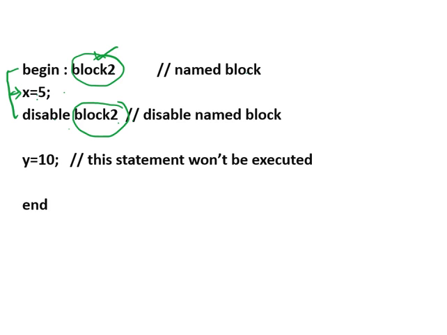This statement is evaluated, then this begin and end block. Once this disable block 2 line comes, this statement won't be executed. First x equal to 5, then disable block 2. So y equal to 10 won't be evaluated, this statement won't be executed. Then this one is end. End of this block.